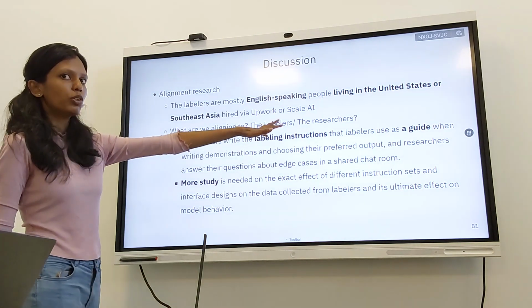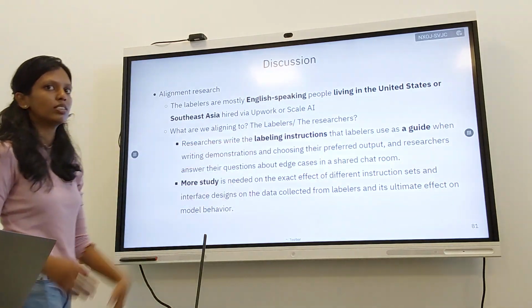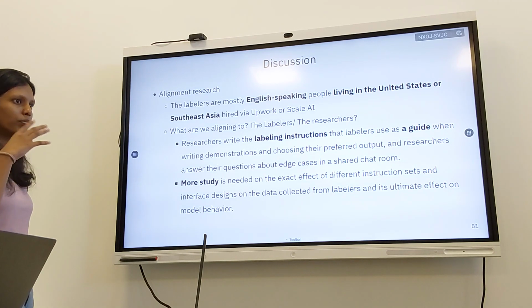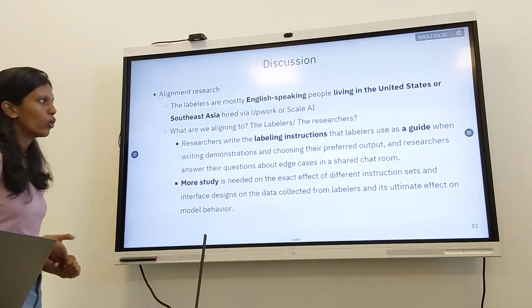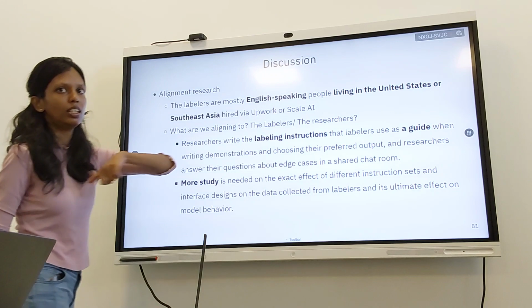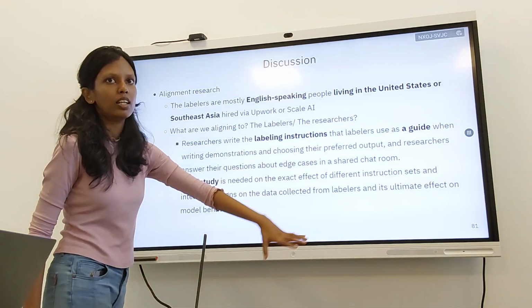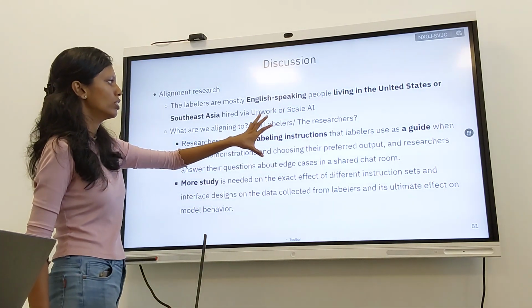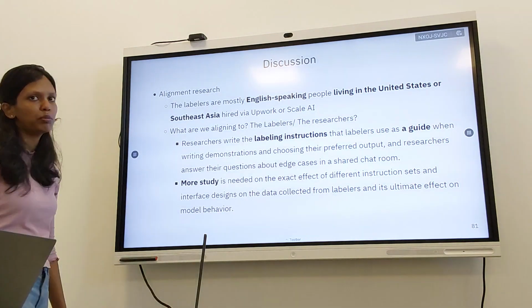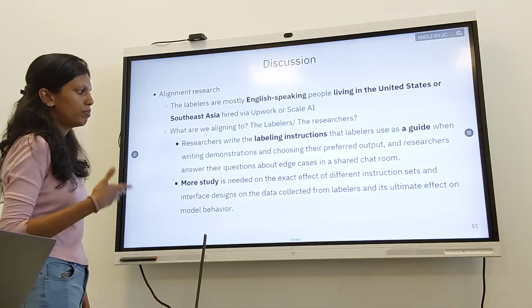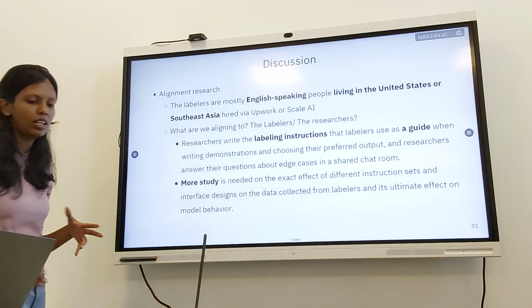So maybe the labelers or maybe the researchers. Why they mention this is that the researchers are the ones who give the instructions to the labelers to use as a guide when generating the prompts and also writing out the responses. So you have an interference of the researchers in this case. Because of that, the model can be biased toward the researchers and also the mentality of the labelers. So they have mentioned that more studies are needed on the exact effect of different instruction sets and different labelers.